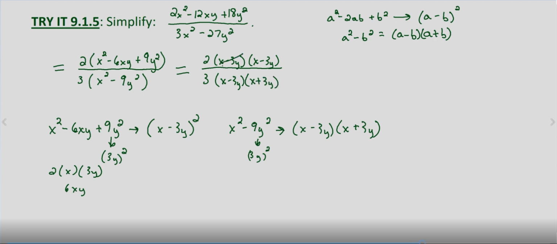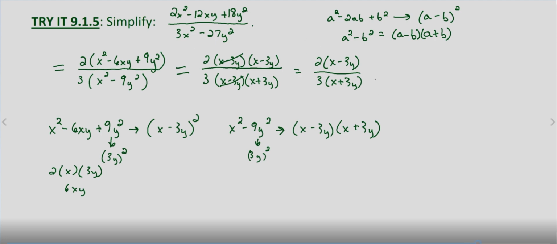Now we cancel common factors in the numerator and denominator, and we're left with 2 times x minus 3y over 3 times x plus 3y. And as noted in the lesson online, technically we should set any of the factors in the denominator equal to 0 and solve for x. When we have two variables, that makes it a little bit more complicated, but we're not being asked to do that right now. We're just simplifying.